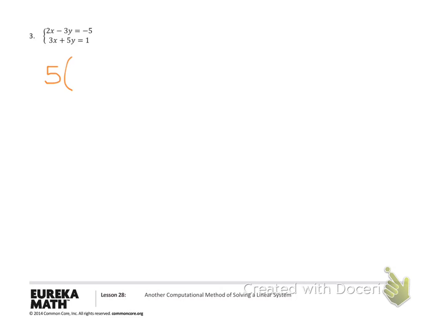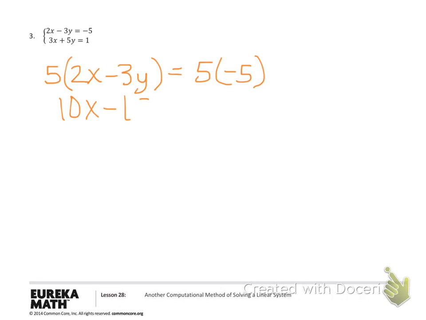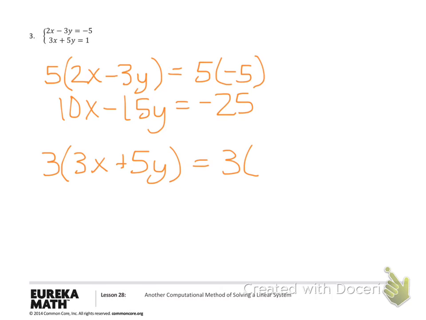And that's going to give me -15y. So 5 times 2x minus 3y is equal to 5 times -5. And then the second equation, so let's do that. That gives me 10x minus 15y is equal to -25. And then for the second equation, I need to multiply it by 3 to get the 15y. So 3 times 3x plus 5y is equal to 3 times 1.